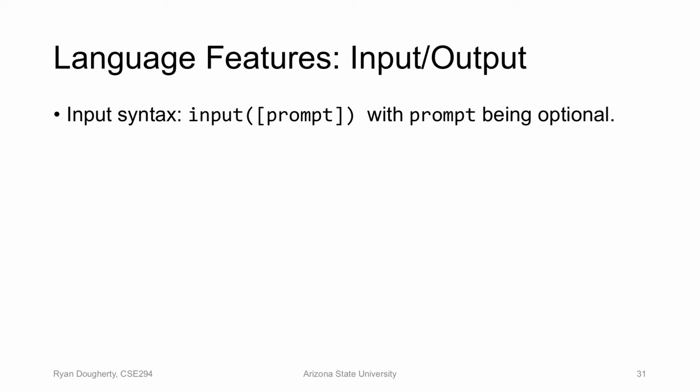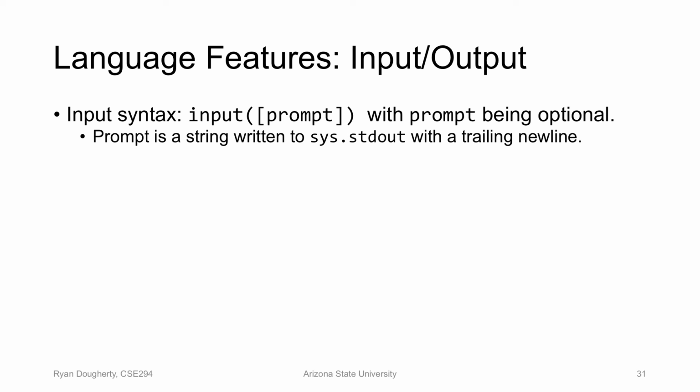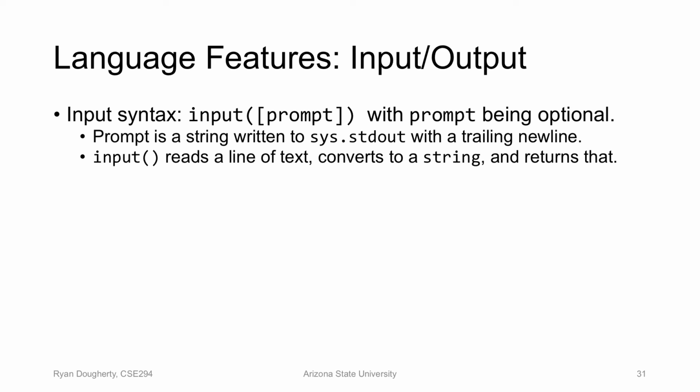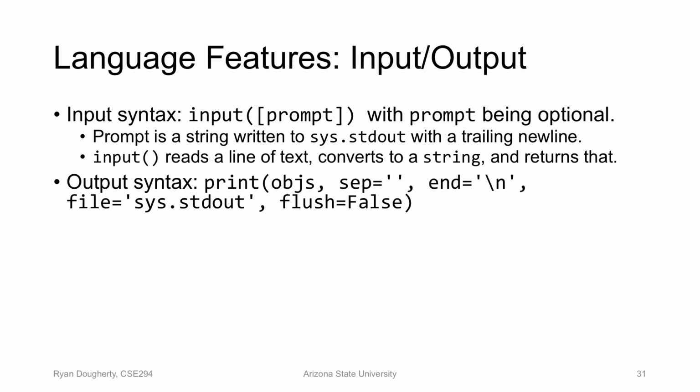So we've talked about inputting from the user. So that's just calling the input function with no arguments if we don't want any output. But if we want a prompt or something, then we fill in that optional argument with a string. So prompt is a string written to stdout, so printed to the console with a trailing newline. Input reads in a line of text, converts to a string, and returns that. But we also have named arguments here. So print for outputting. For print, objects is just the comma separated list. So it's either one or more elements.